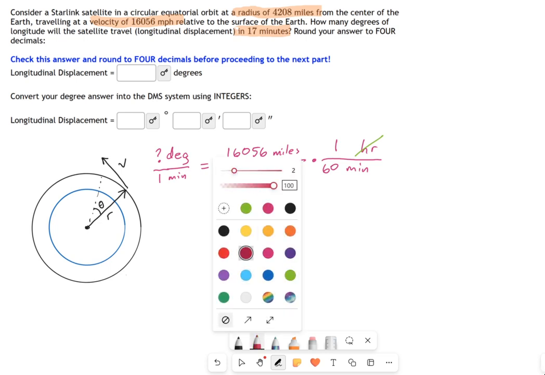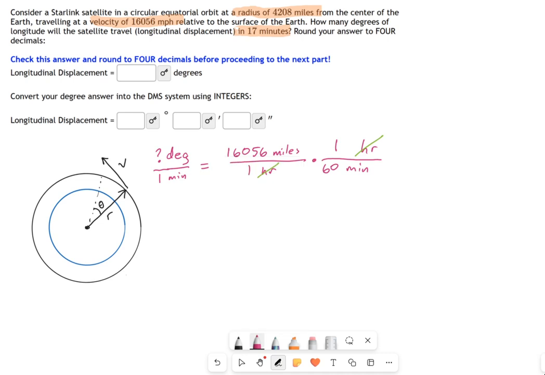Well, that's good progress. But I still need this in terms of degrees, not miles. So the next fraction I'm going to do is something to cross out the miles. I want miles gone, and I want degrees in its place. Now, how many degrees around a circle are we? And what I'm talking about is this black circle right here, this outer edge where the satellite lives. How many degrees around is that? Well, any circle is 360 degrees. How many miles around is it? That's a different question. That's the circumference of a circle. That's 2 pi times 4,208 miles. That's how many miles around the circle is.